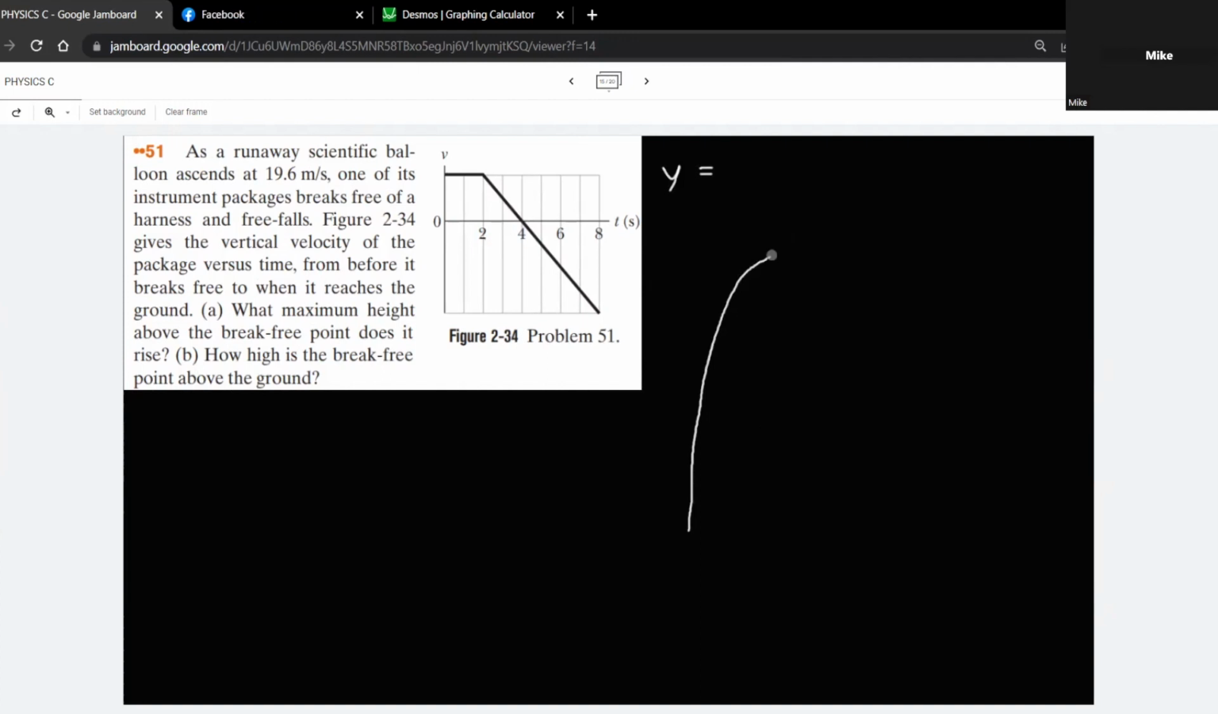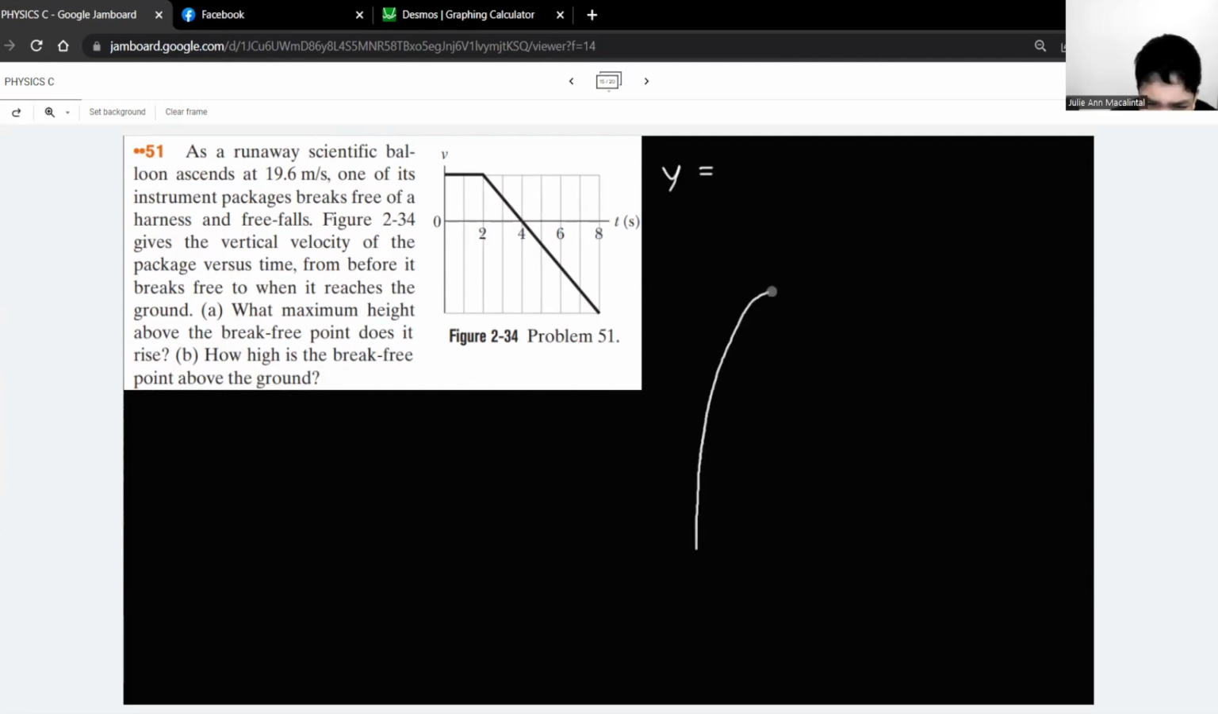And then, pagdating ng t equals 4, ano nangyari? It is decreasing faster and faster. So mag-zero yung speed, and then it goes down faster and faster. Okay. So during the part na 2 onwards, dyan gumagana yung y equals 1/2 at squared plus v naught t plus a constant na fitting function. Yes, opo. I just realized.